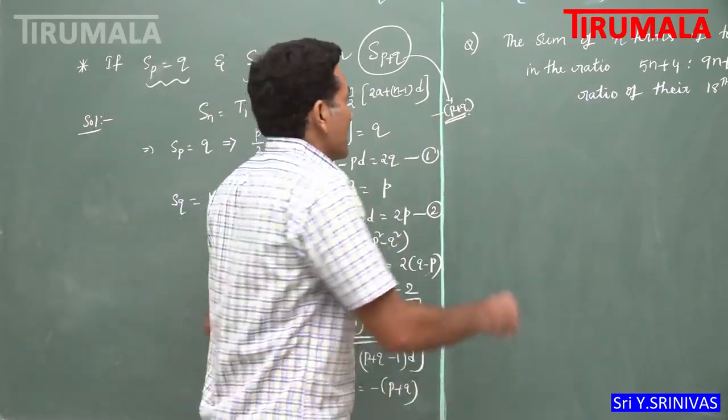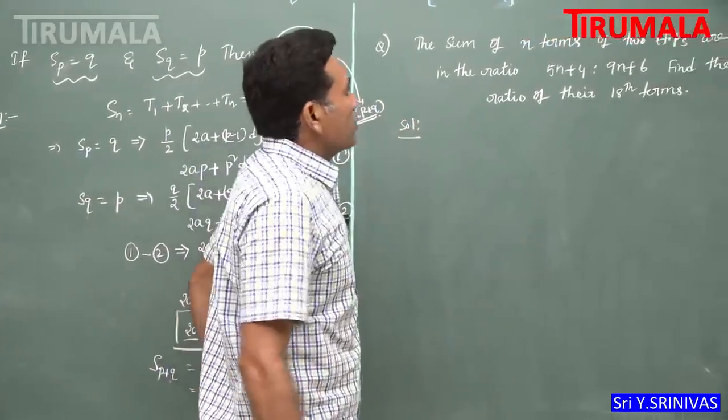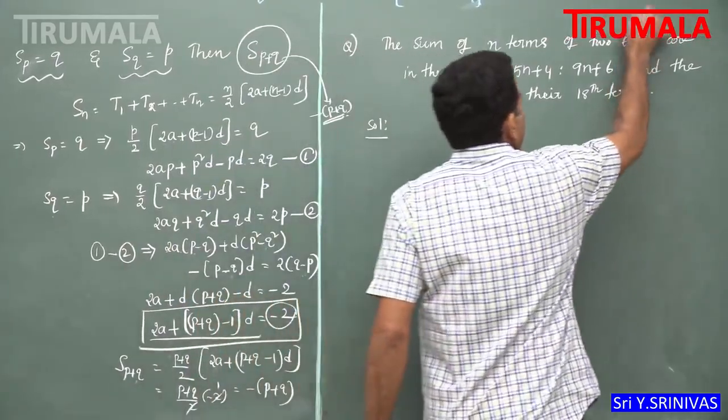Next, coming to the next question, that is sum of n terms of 2 APs. What is given here, students? 2 APs.